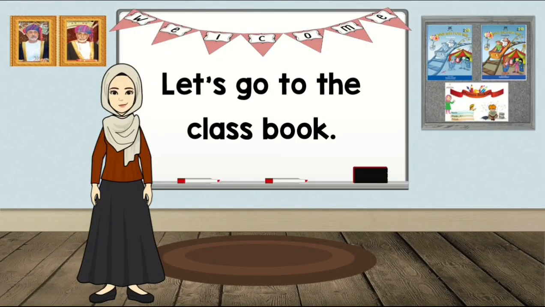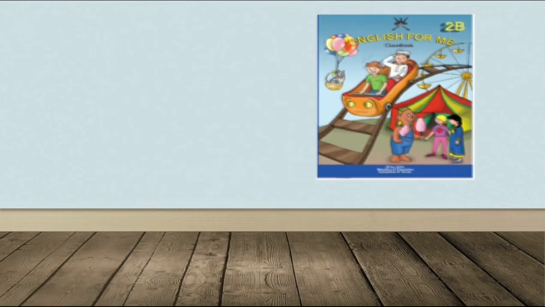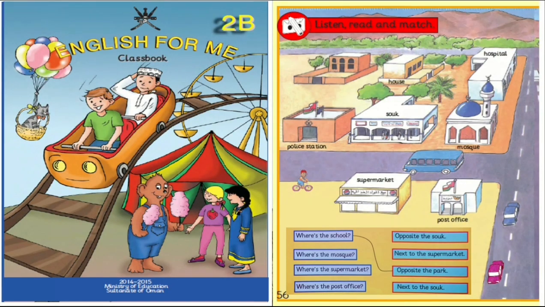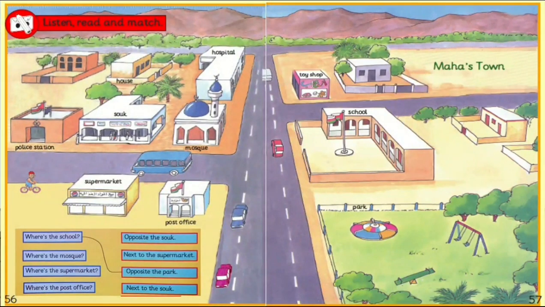Now let's go back to our class book and please open page 56 and 57. Now look here. What can you see in this picture? Is it a town or a village? Excellent. It's a town. A town. And this is Maha's town.